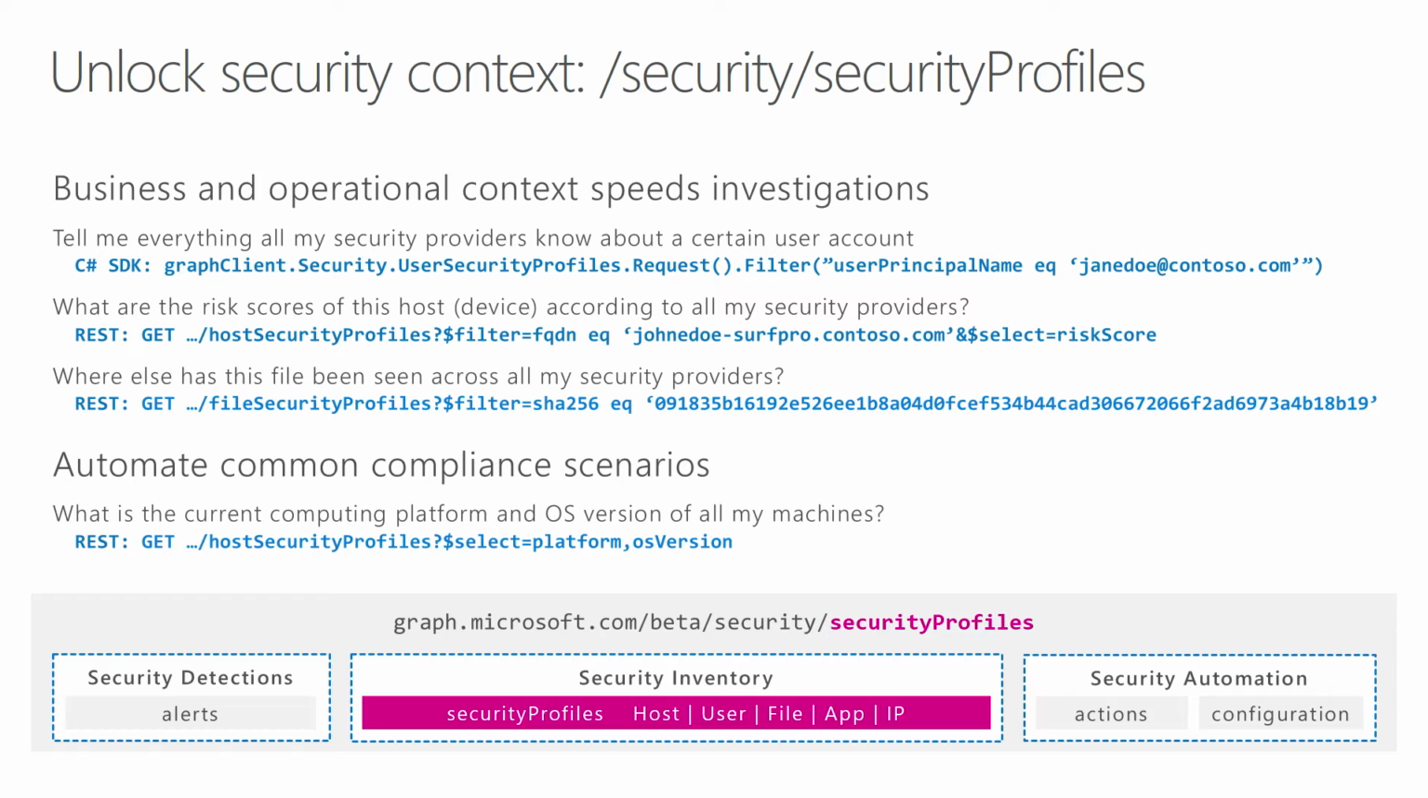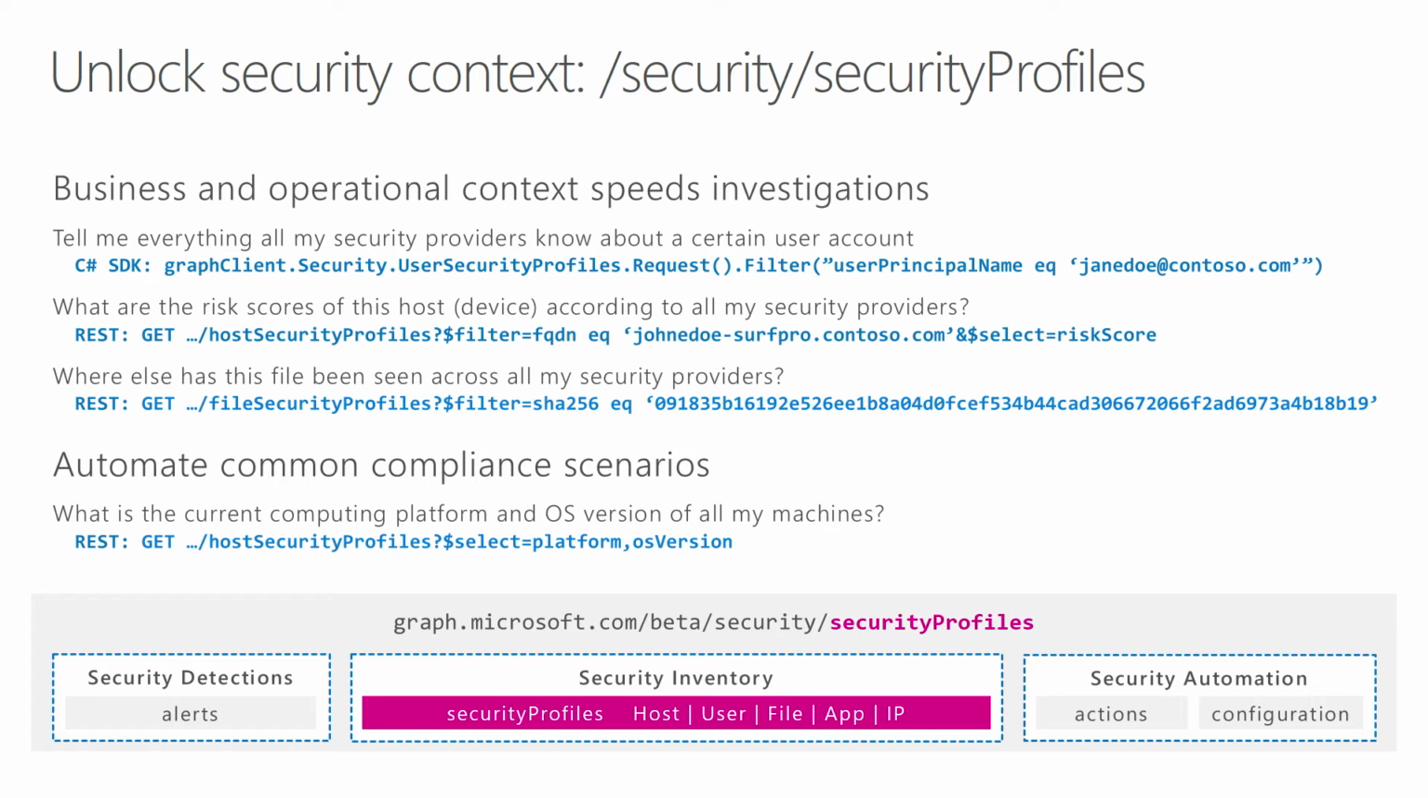The next piece of the Security API we will look at is called Security Profiles. Security Profiles represent the inventory maintained by security providers. These can be hosts, users, files, apps, or IP addresses. For example, Windows Defender ATP can provide host security profiles. Azure Active Directory could provide user security profiles. A CASB solution could provide app security profiles, and so on.